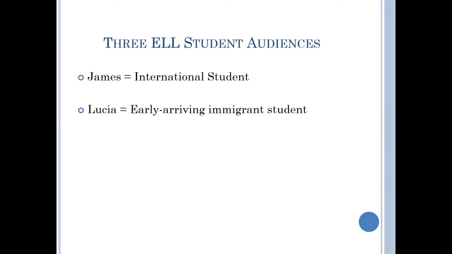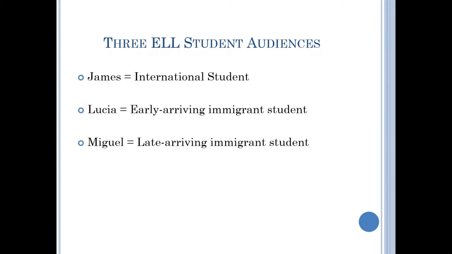Lucia is an early arriving immigrant student. I'm not making these terms up. These are terms that practitioners and researchers have come up with as they've studied these different types of students. An early arriving immigrant student is a student who is either born in the US or came here before the age of 10 years old, but was born to an immigrant family. And then you have Miguel, who came here when he was 25. And Miguel, we're going to call a late arriving immigrant student.